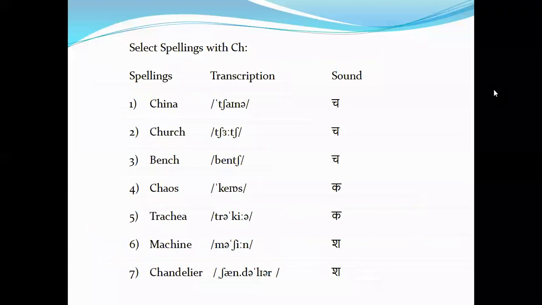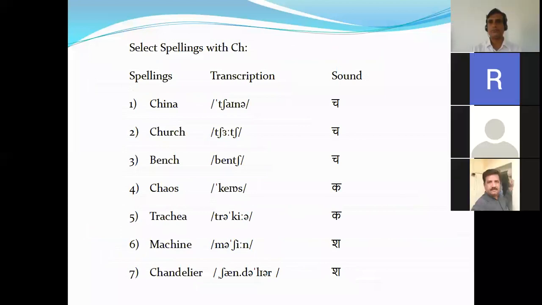So I want you to write a few words beginning with the spelling CH. Let's see the first spelling in the series.